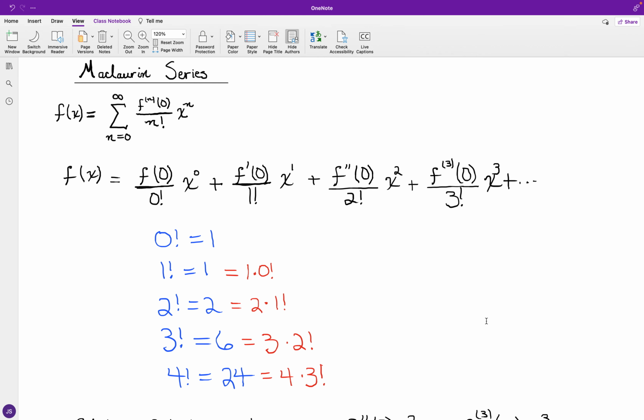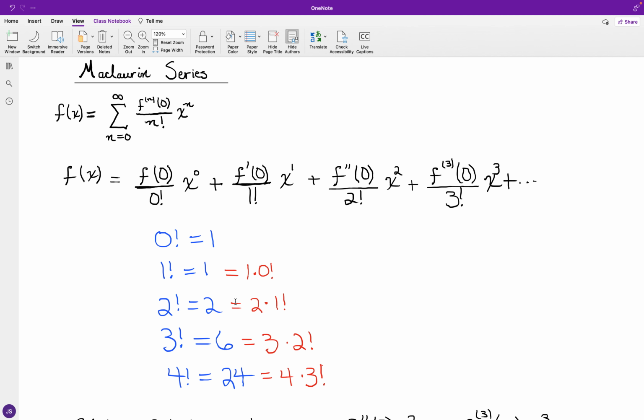And just for the pattern of factorials of whole numbers, 0 factorial is equal to 1. And 1 factorial is equal to 1, which could also be written as 1 times 0 factorial. 2 factorial is 2, or 2 times 1, which can also be written as 2 times 1 factorial. 3 factorial is 3 times 2 times 1, in other words the product of the first 3 natural numbers, and that can be written as 3 times 2 factorial. And 4 times 3 times 2 times 1, the product of the first 4 natural numbers, is 4 factorial, which is 24, and that can be written as 4 times 3 factorial.